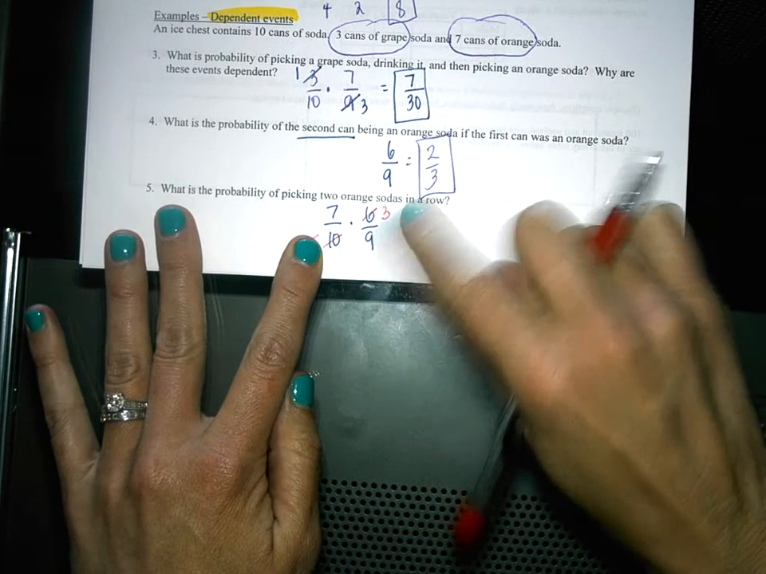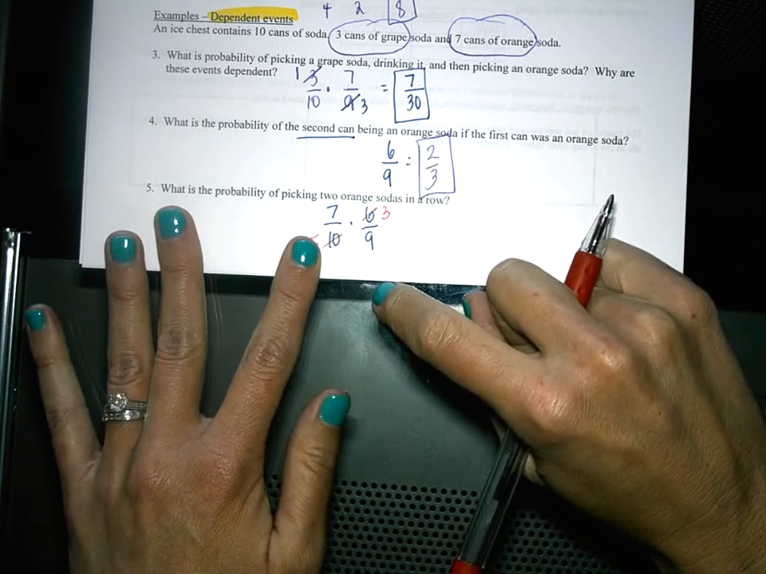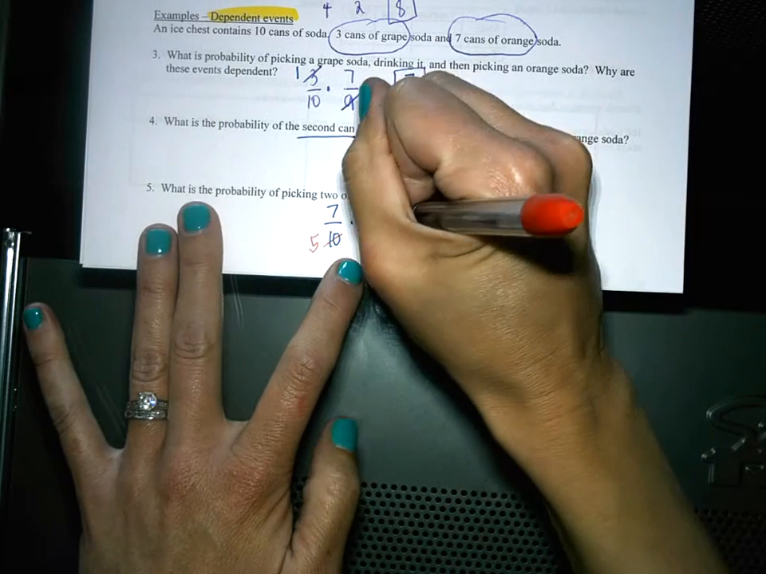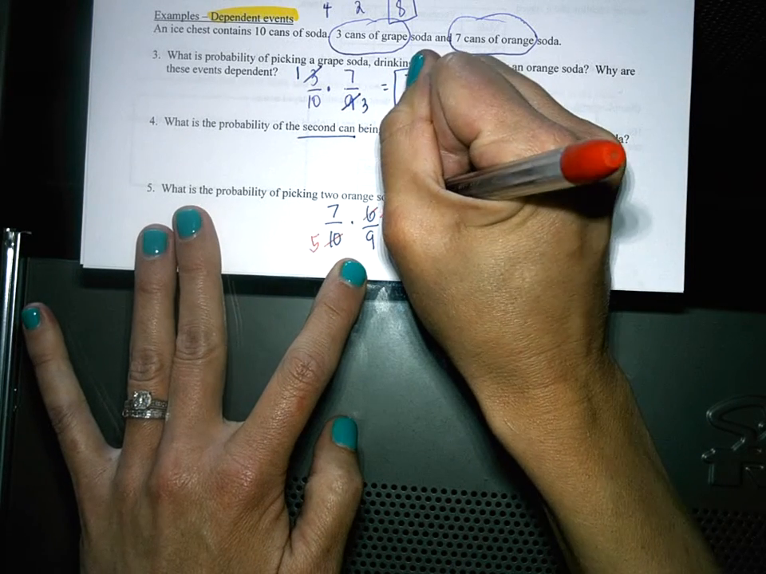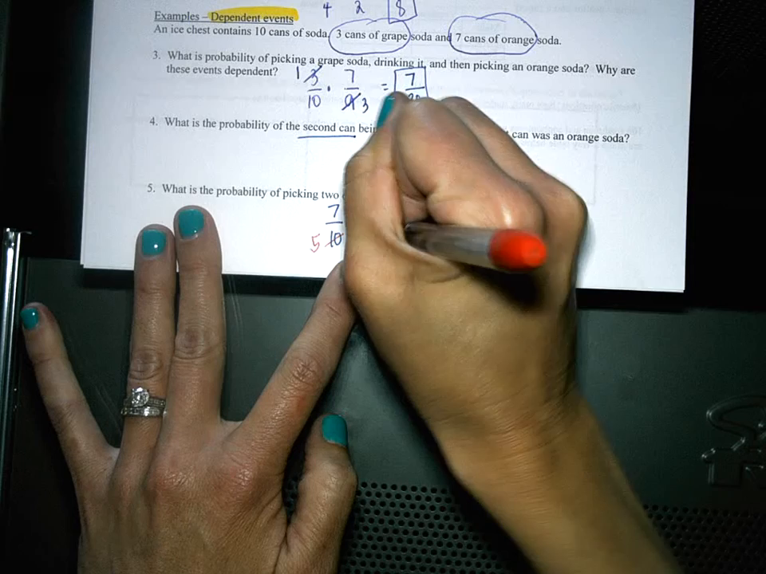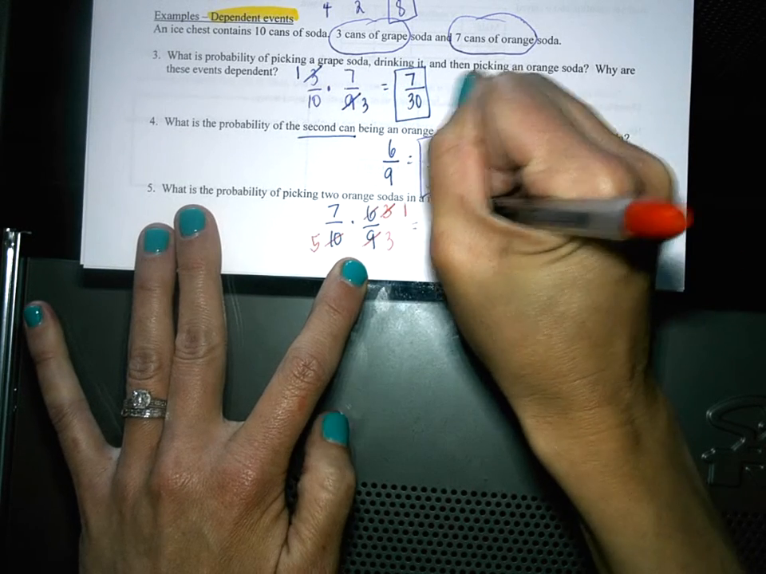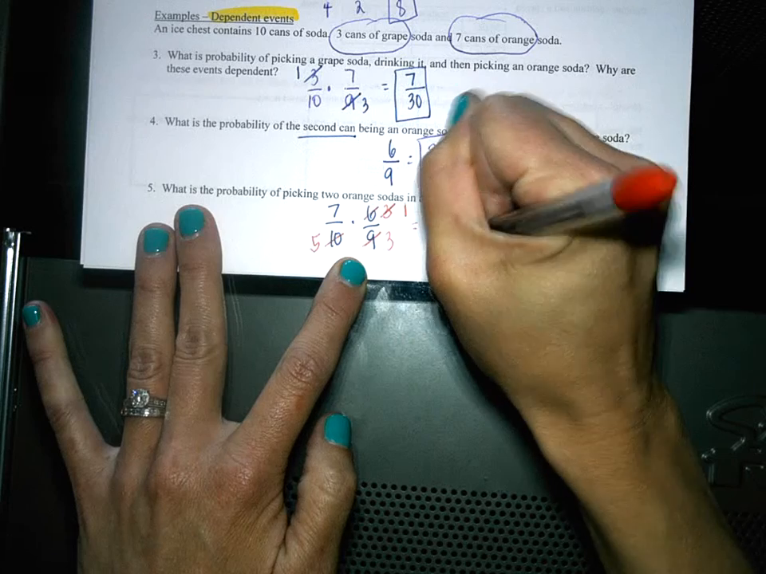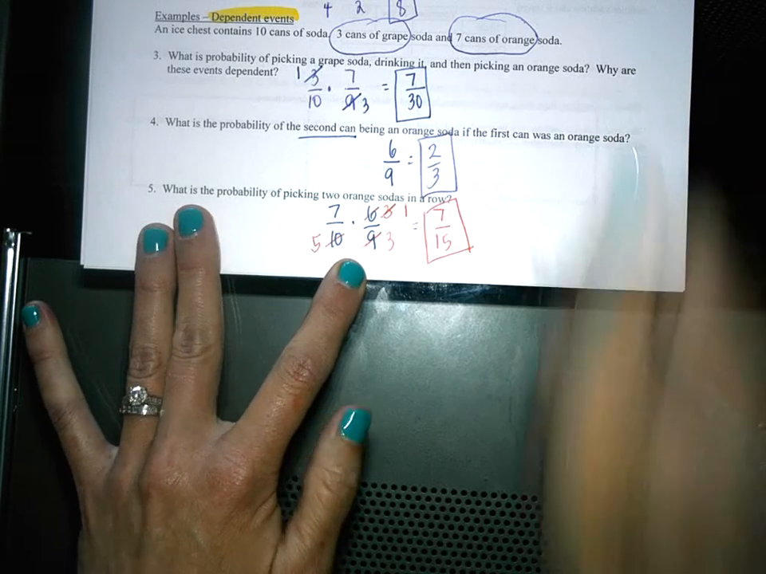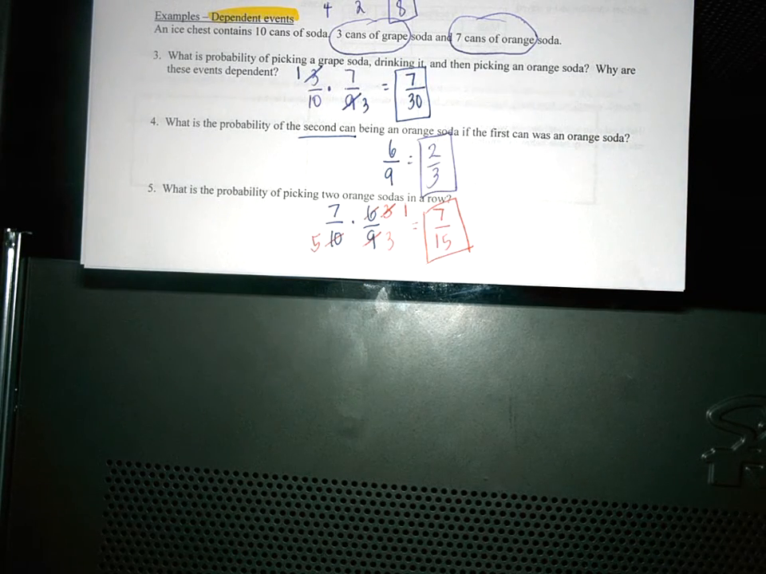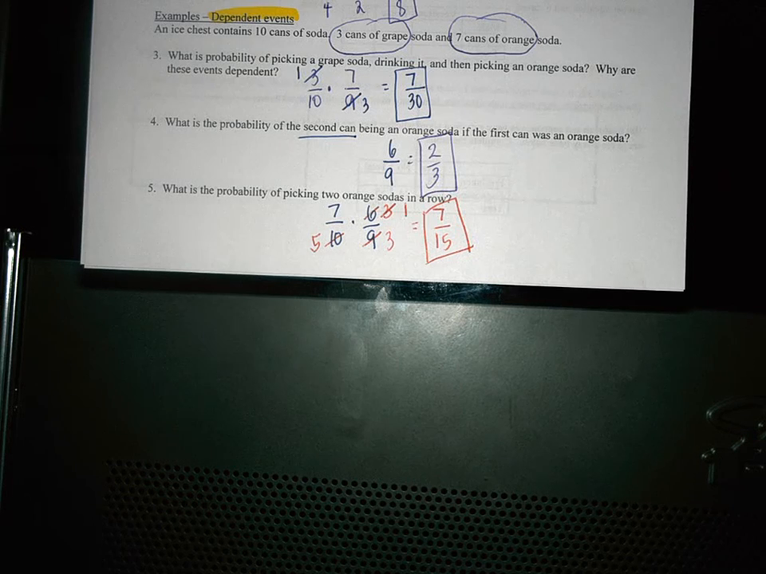So do you guys see how 3 and 9 can reduce as well? Yep. So 3 divided by 3 makes this a 1, and 3 goes into 9 3 times. So you should end up with 7 over 15. How many of you got it right? Good. Okay, any questions? All right.